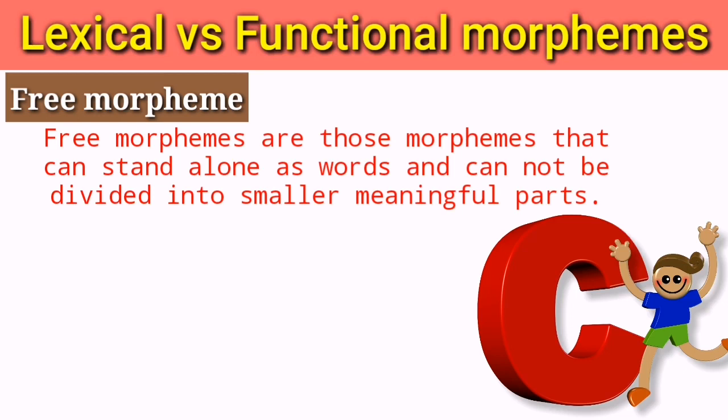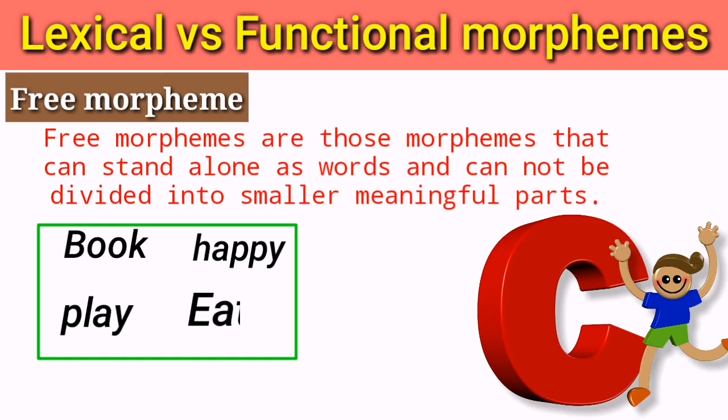If you do not understand it, let me tell you in simple words that free morphemes are those morphemes which are not bound to other morphemes, but rather can stand alone and you cannot divide them into smaller parts. For example, just look at these words: book, happy, play, eat, etc. These are free morphemes. But why are they free morphemes? The answer is because they can stand alone and cannot be further divided.